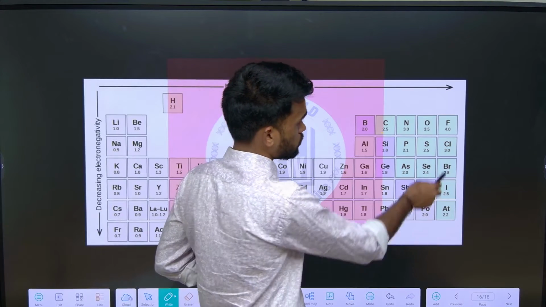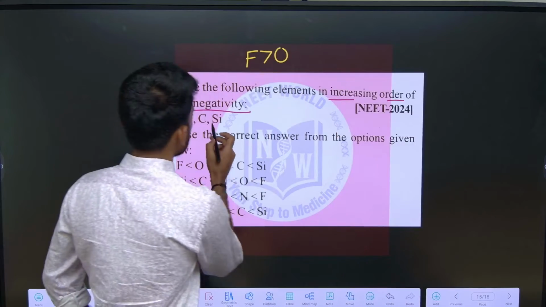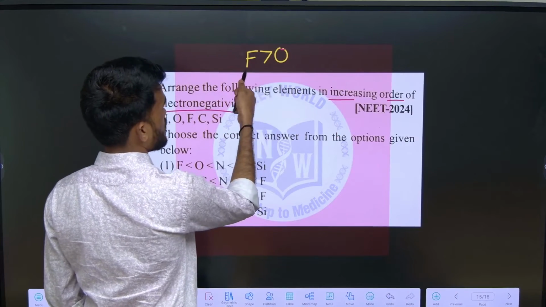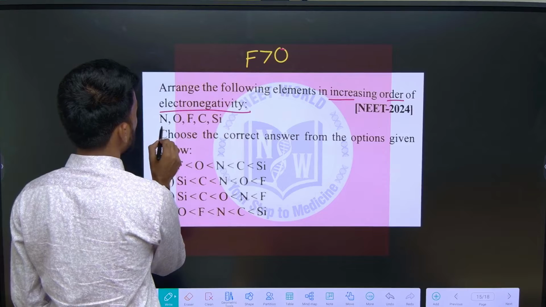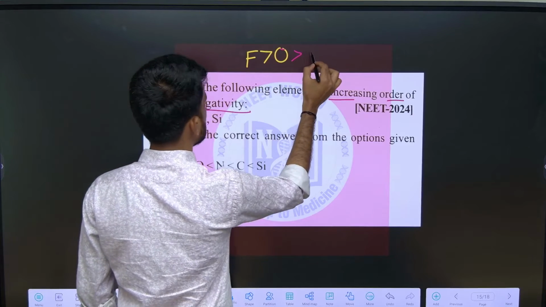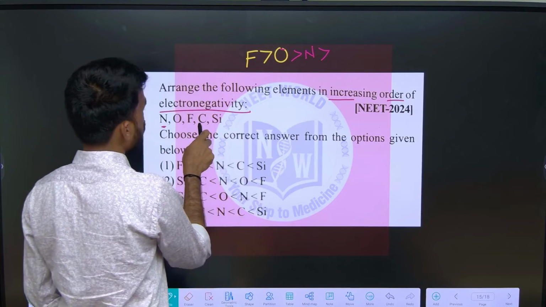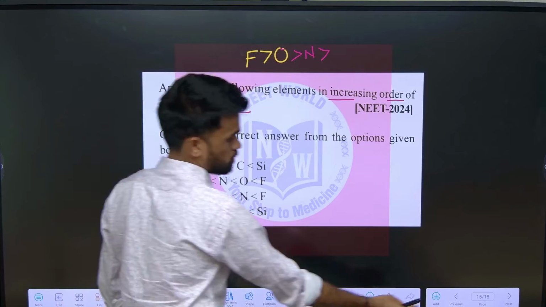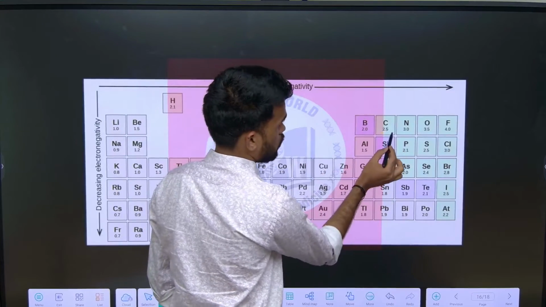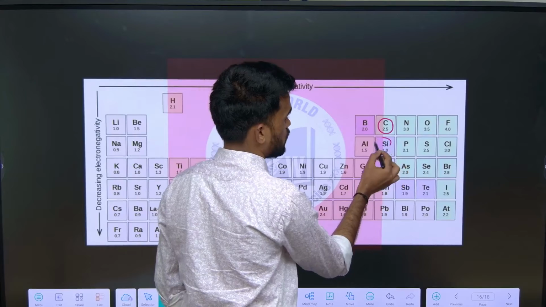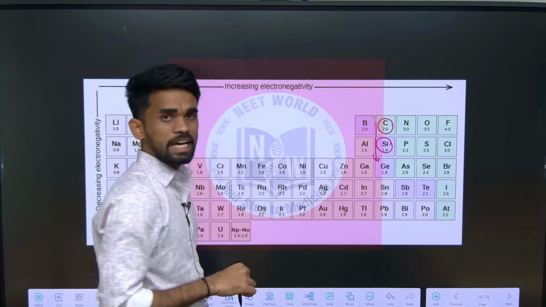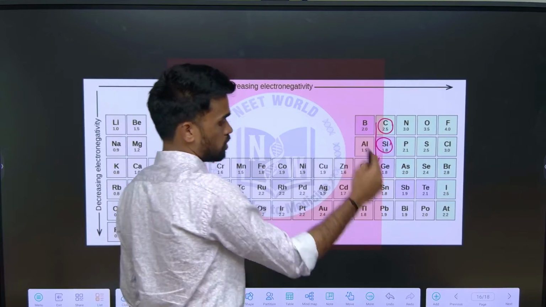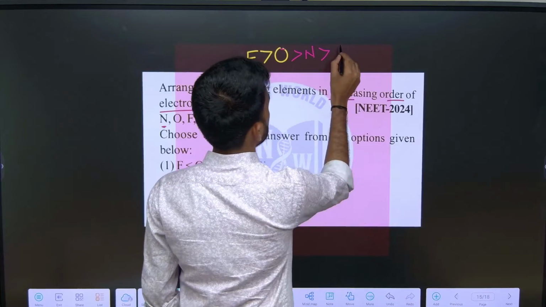Based on this, just tell me: fluorine is having more than oxygen, then next what we have? Nitrogen, so nitrogen will be the next one, and then next we have carbon and silicon, which belong to the same group. Let's see here, carbon 2.5, silicon 1.5. Down the group what we know? Electronegativity decreases, therefore carbon is having more than silicon.